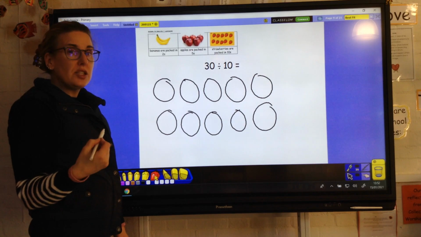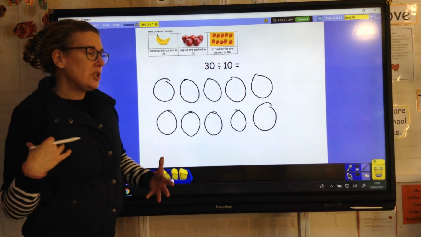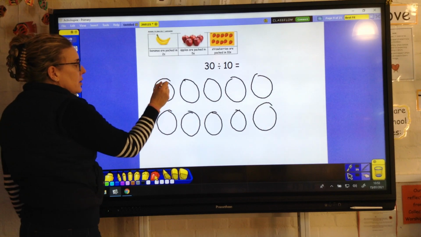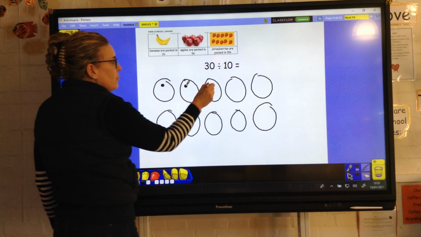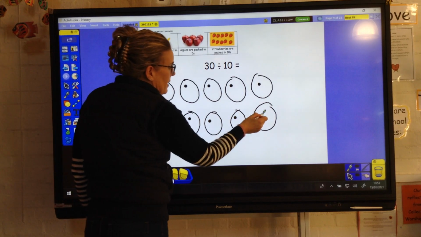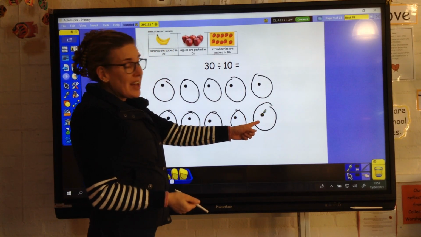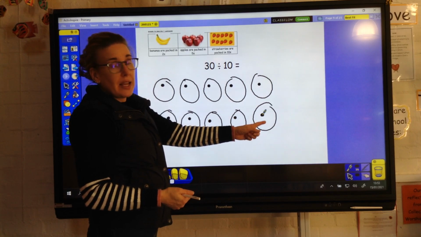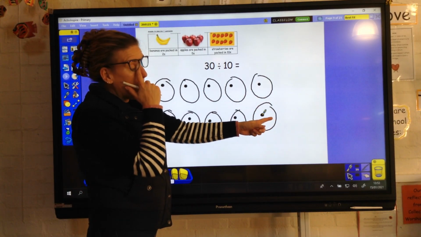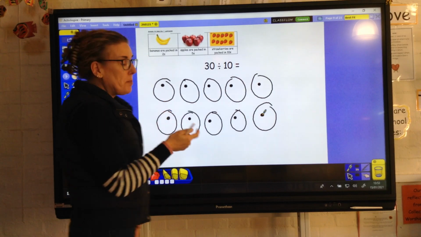So I've got 30 strawberries. Again, it's not an art competition, so I don't need fancy strawberries. I can just put them in as a mark. Okay? 1, 2, 3, 4, 5, 6, 7, 8, 9, 10. Now, when I get to here, if I'm counting correctly, I will always be saying a tens number when I get to this one because I'm counting up in tens really.